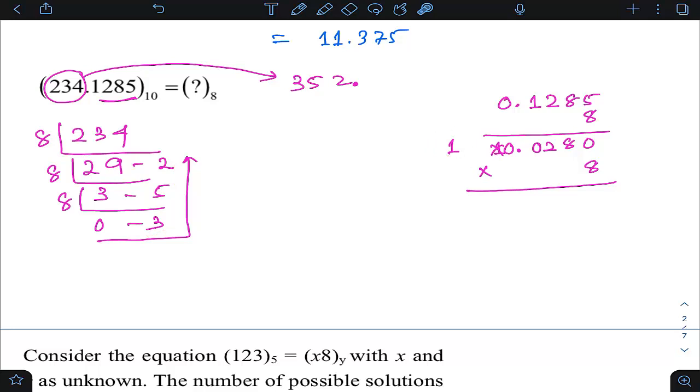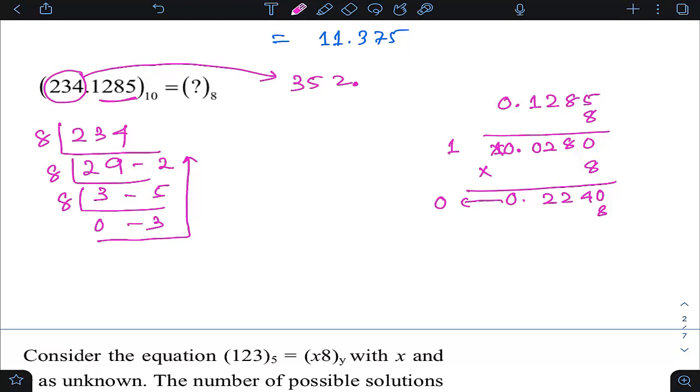Then again multiply by 8. If you multiply 0.0280 by 8, you get 0.2240. So what is the integer part here? 0. From every iteration, I have to get one number. If it is anything other than 0, you take it out. If it is 0, you take this 0 as it is. Then again you multiply this by 8.